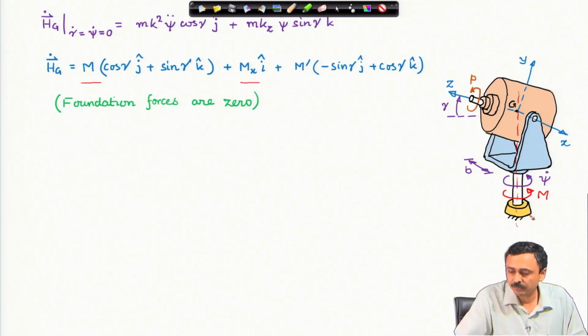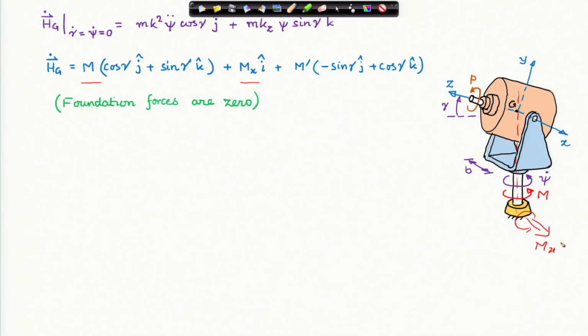Mx is the moment because of the bearings. So, this is Mx and M prime is about this. This kind of moment will be generated from the foundation, and we have looked at problems in which we have general moments. We do not know them a priori, our equations will tell us what they are.